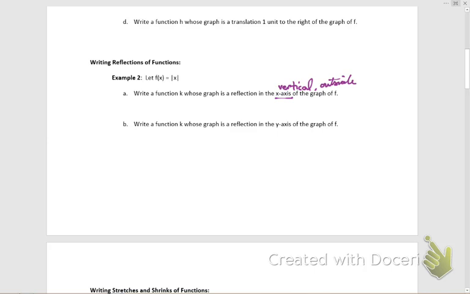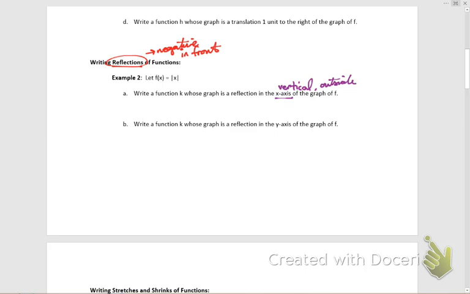Now, what you need to know about reflections, so this is important. Reflections get a negative in front. All right, so remember that. A reflection always gets a negative in front of x, so somewhere in front of x. Now, if it's vertical, it goes outside, and if it's horizontal, it goes inside.